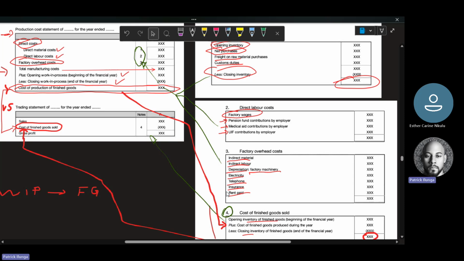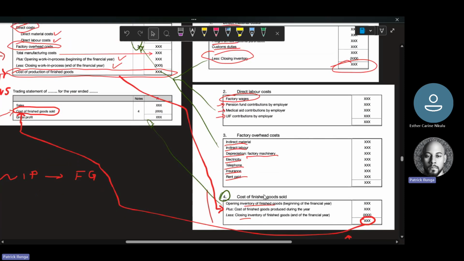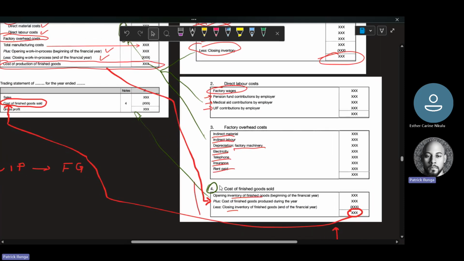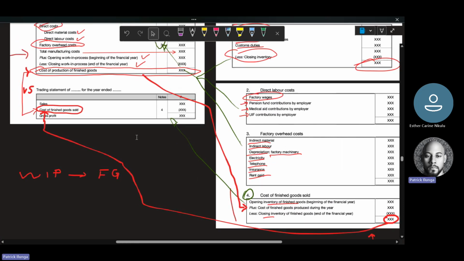We need to find out for finished goods sold, we need to look at what was sold and what was not sold, right? So when you're looking at the cost of finished goods sold, it will play a role in the trading statement. Trading, you are trading, selling. That's why you're going to deal with cost of finished goods sold. Simple, guys? Does it make sense? All right. That's all it's about here, that you're making the difference.